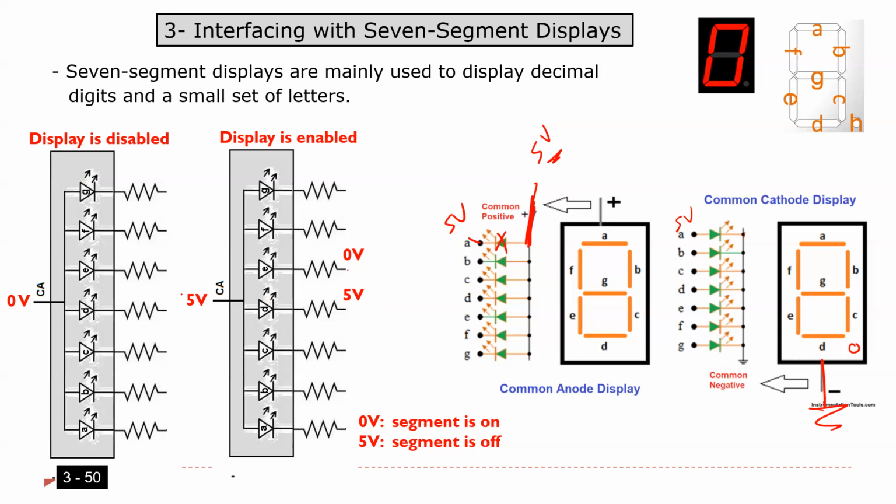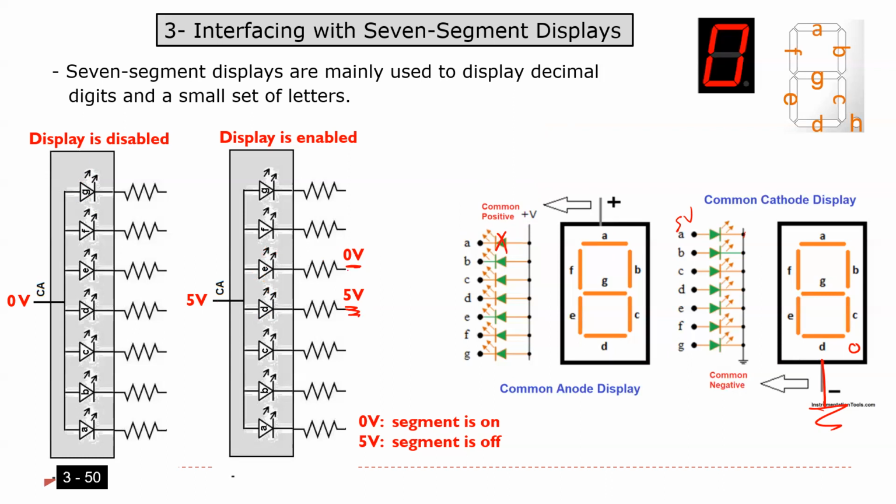And now, all you have to do, if I want to make any shape, any digit, in order to turn a segment on, you have to put 0 volt. If you want to turn it off, you have to put 5 volt. This is the conclusion, okay, guys?